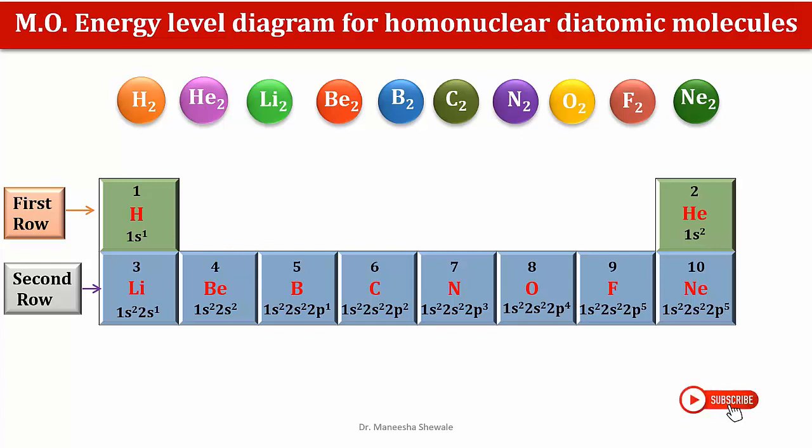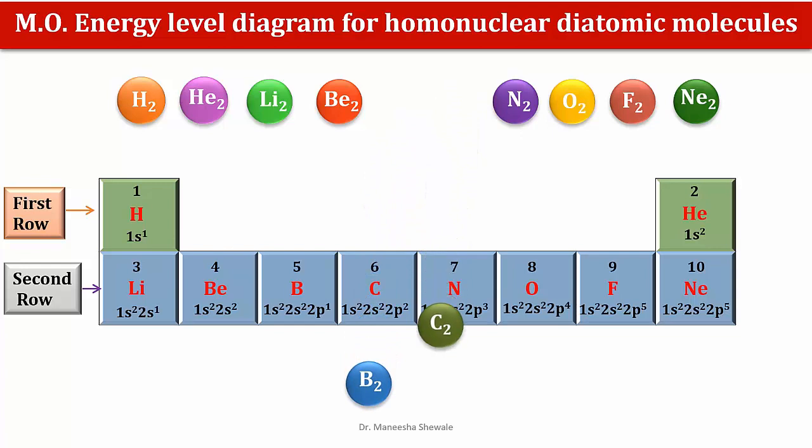In the earlier video, we discussed the MO energy level diagrams for hydrogen, helium, lithium and beryllium molecules. In this video, we will study the energy level diagrams for boron, carbon and nitrogen molecules.